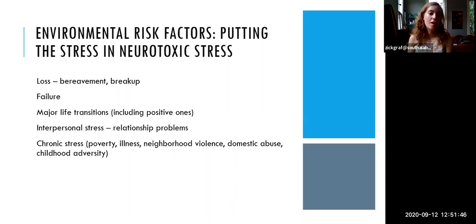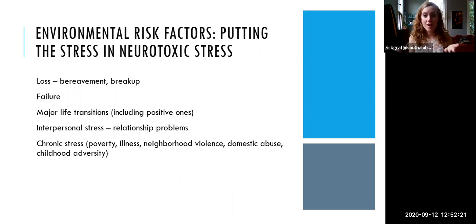They can be precipitated by major life transitions, including positive ones like getting married or having a baby, but also negative life transitions. They can be preceded by more mild but ongoing interpersonal stress, like relationship problems in a marriage or friend group problems. And then lastly, depression can be precipitated by chronic stress, and that is probably the mechanism that accounts for HPA axis dysfunction in individuals with less pre-existing vulnerability to HPA axis dysfunction.